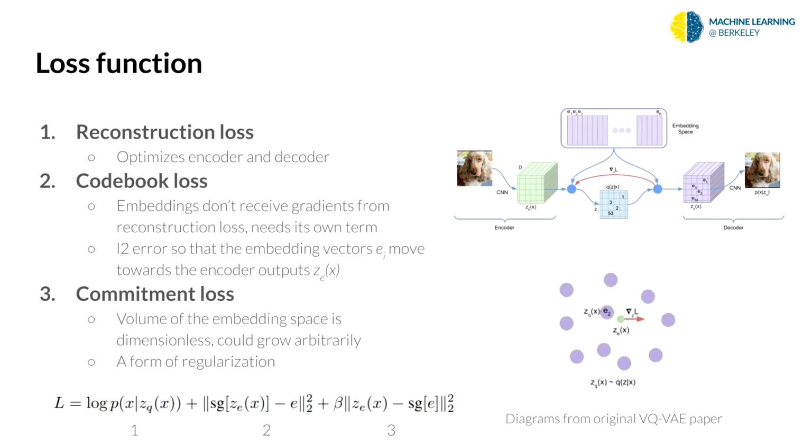It's the first term at the bottom, the log of P of X. There they use a log probability, and that's what gives the gradients back to update the encoder and decoder weights. Second is the codebook loss. Embeddings themselves don't actually receive gradients from the reconstruction loss, the first term. So we need some other term so the codebook can update and reduce its loss.